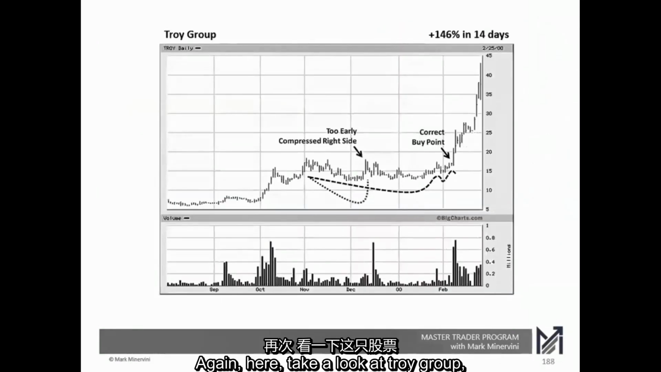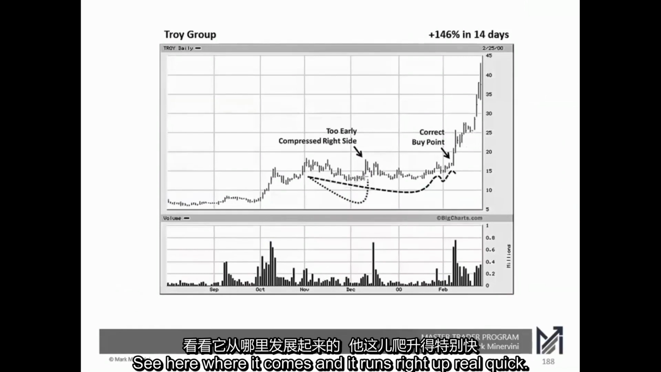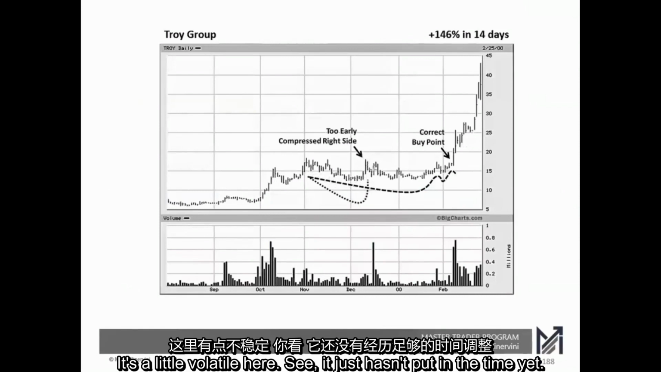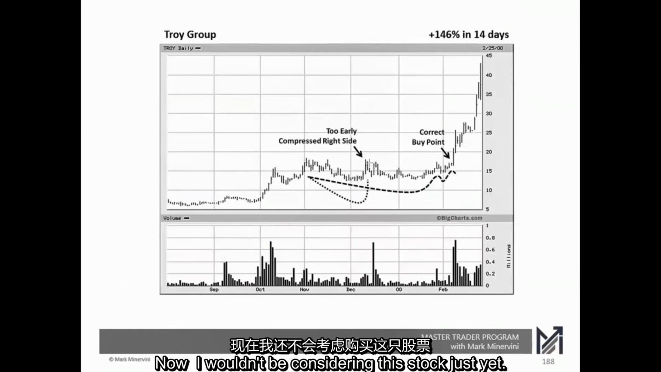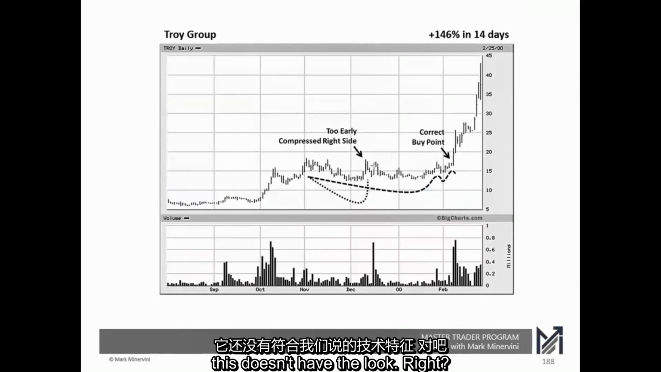So again, take a look at Troy Group. This stock just exploded 146% in 14 days. A great model of a super performance stock. See here where it runs right up real quick, and it's a little volatile here. It just hasn't put in the time yet. So I wouldn't be considering this stock just yet. This just isn't ready. As Dave said, this doesn't have the look, right?